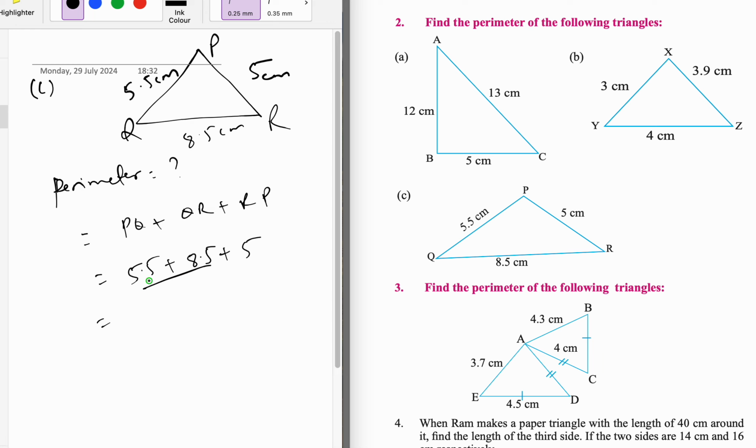This is 14 plus 5 equal to 19 centimeter. It means starting from here and ending at here, this is the perimeter. Okay.